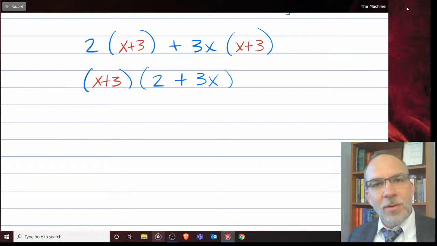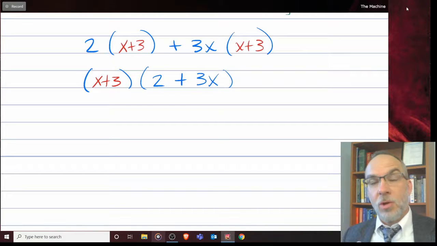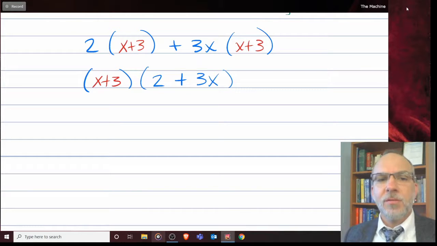So your greatest common factor can be a single term, a monomial, or a binomial, 2 terms. You can factor out more than just a single monomial term. You can factor out a binomial. And that's going to become useful now when we do the next thing, which is factor by grouping.